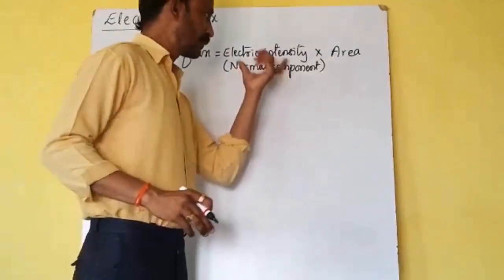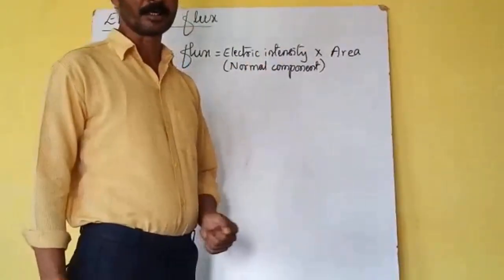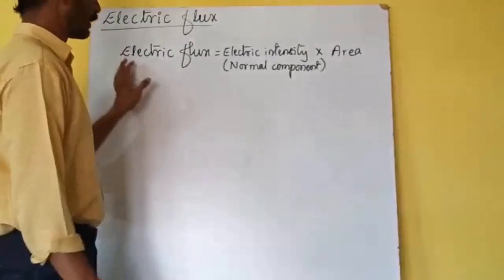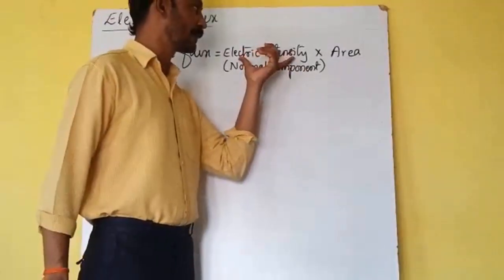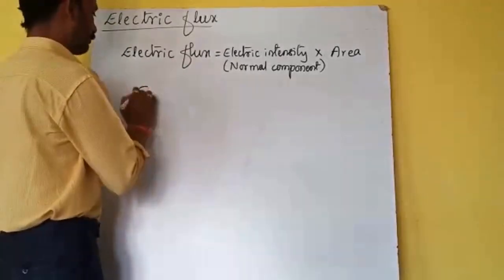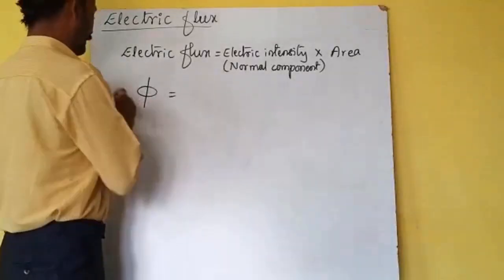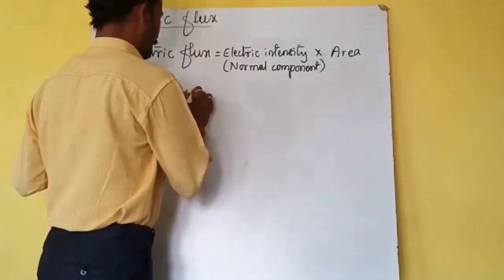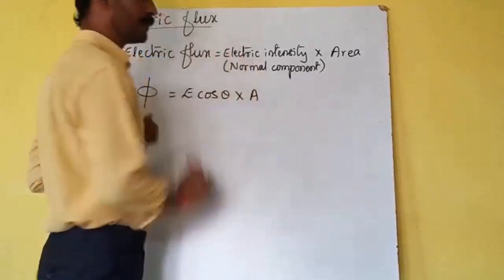Means component of the electric field normal to the area element into area. Mathematically, the electric flux is given by the product of a normal component of electric intensity and area. It is denoted by phi. Electric flux is denoted by phi, that is phi equals the normal component, E cos theta, into area A.